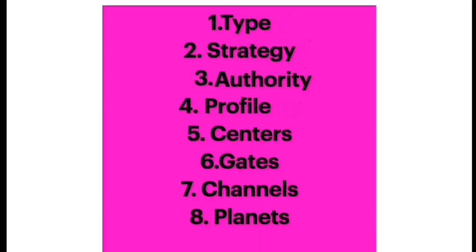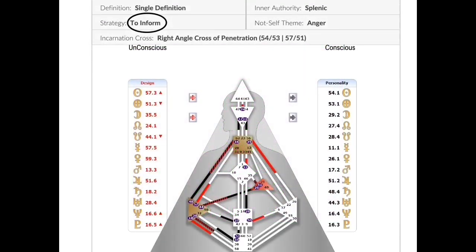So now we know about the type, let's move on to the strategy. And this is pretty much the bread and butter of human design. Everything goes back to the strategy. So using your strategy, in theory, will give you the best experience in life.